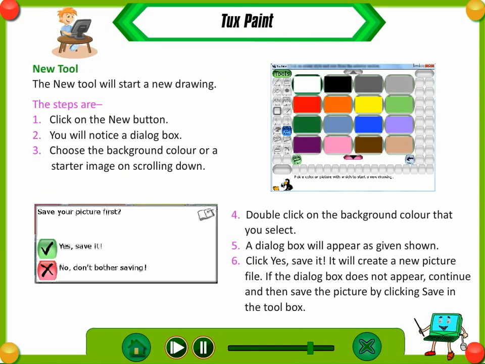New tool. The new tool will start a new drawing. The steps are: click on the new button. You will notice a dialog box. Choose the background color or a starter image on scrolling down. Double click on the background color that you select. A dialog box will appear as shown. Click Yes, save it. It will create a new picture file. If the dialog box does not appear, continue and then save the picture by clicking Save in the toolbox.